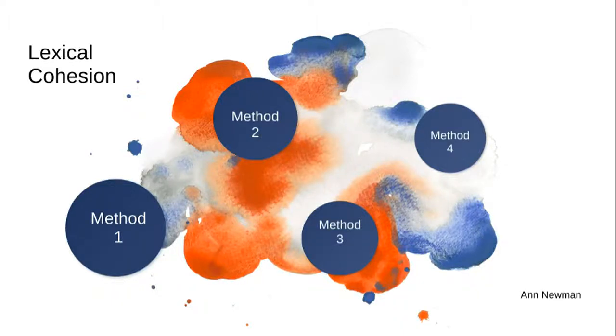Today we're going to talk about lexical cohesion. Lexical cohesion is sort of like glue, using words that glue the parts of your paragraph together.